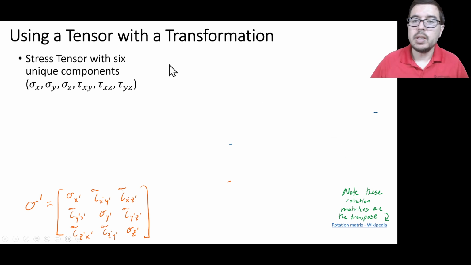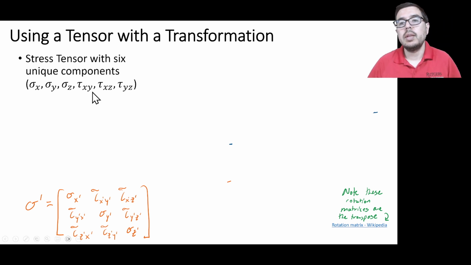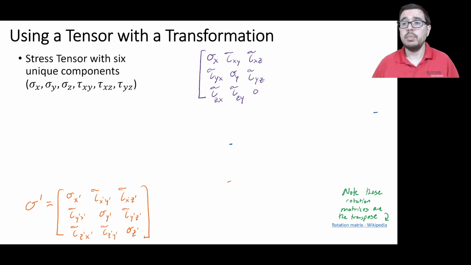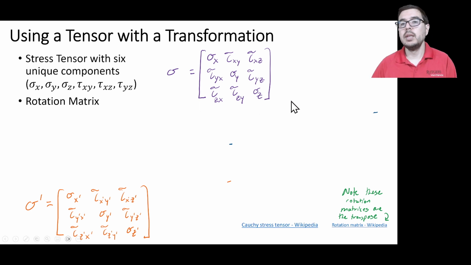If we have a stress tensor, sigma, it's going to have 6 components, and we've talked about this before. It looks like this. So sigma x is in this location, tau xy, tau xz. The main diagonal is the normal stresses. The off-diagonal terms are the shear stresses.